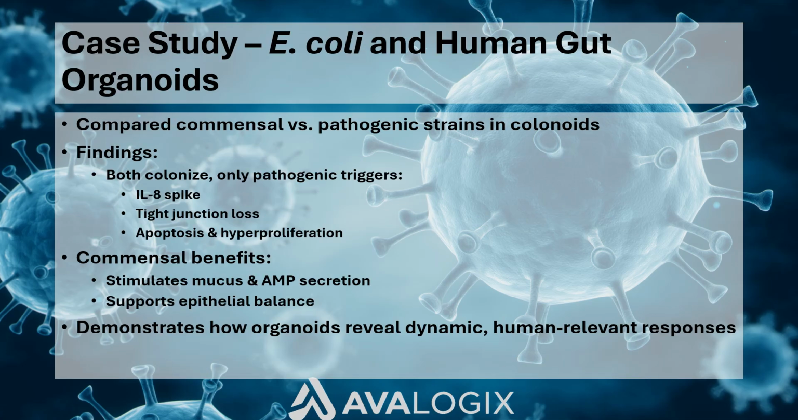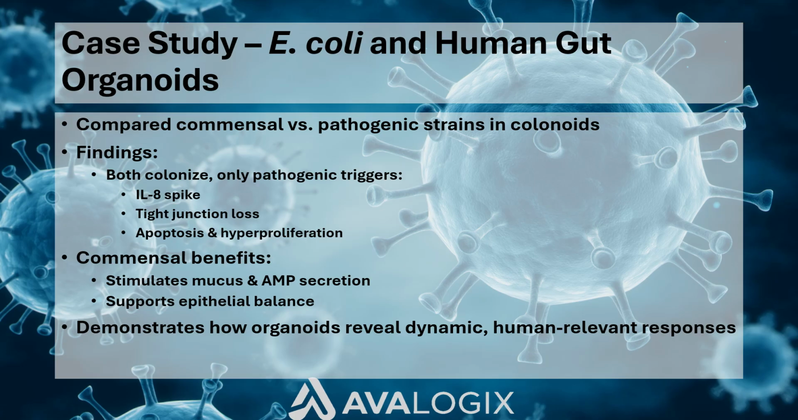Let's walk through a compelling example of how organoids are being used to dissect host-microbe interactions, the case of Escherichia coli in human gut organoids. Now, we all know E. coli is a diverse species. Some strains are friendly, part of our normal microbiota, while others are notorious pathogens like EHEC, enterohemorrhagic E. coli, or EPEC. Using organoid models, researchers can investigate how these different strains behave in the same human epithelial context.